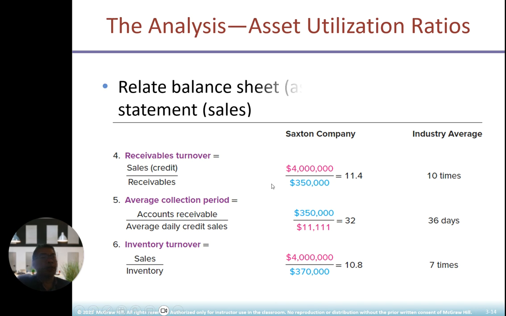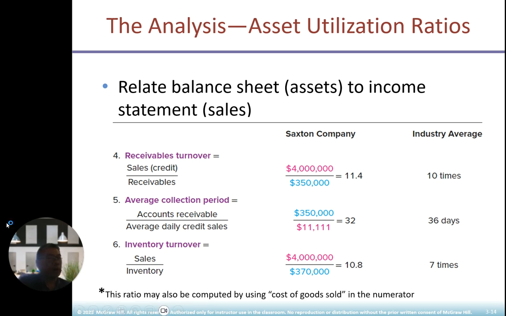Okay. Let's look at the next one. Relate to the balance sheet again. Receivable assets relate the balance sheet to the income statement. Okay. Receivable turnover again. Here, Sexton Company is 11.4, okay, 10 times and 10.8. This is basically the same thing. Okay. Make sure the ratio is computed by using cost of goods sold as the numerator. Okay, that can be calculated.